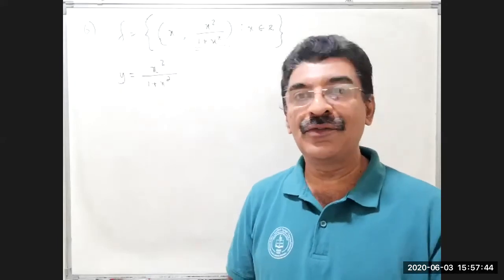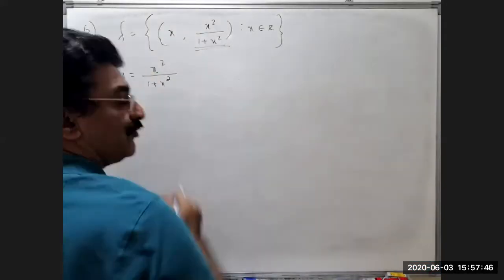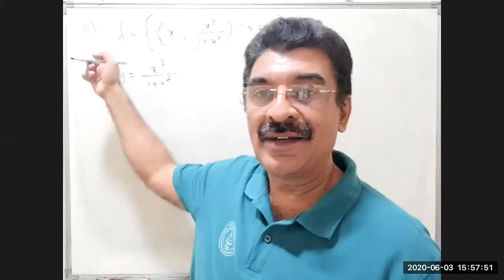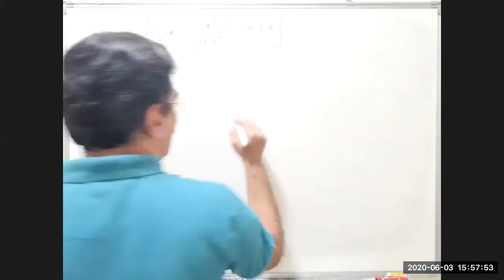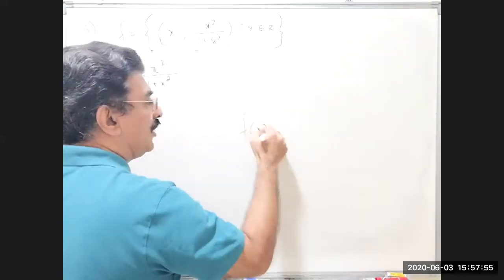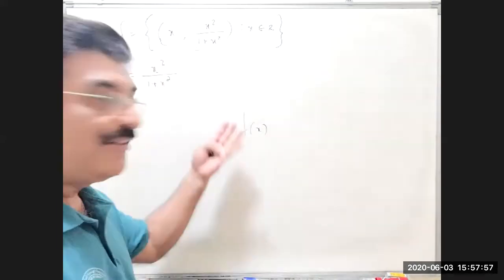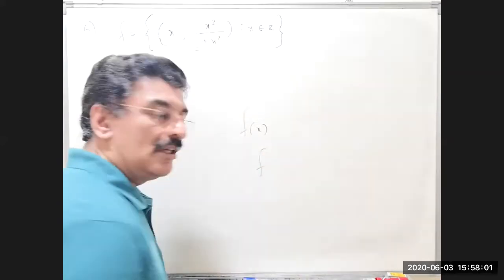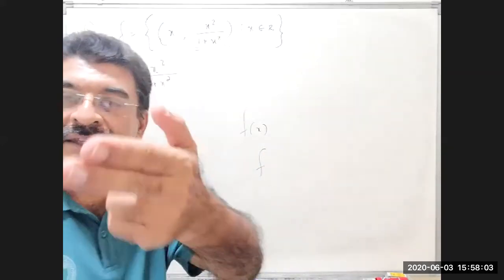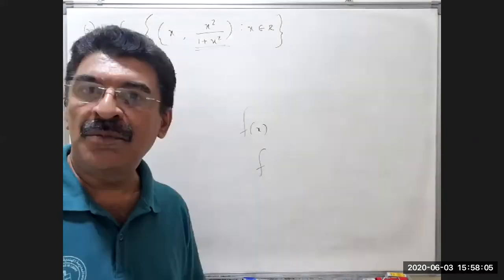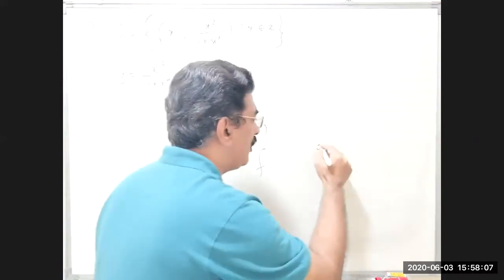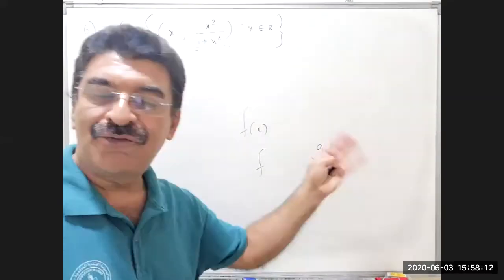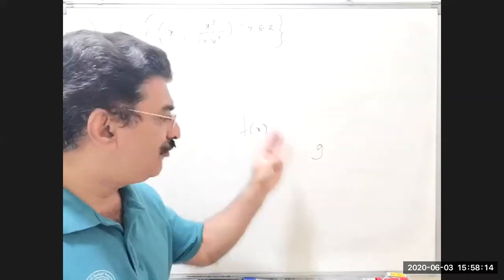What is f? F of x, what is f? F is the function. F denotes the function. One of you asked me, what is f? F of x means a function in x. So f is a function. I think we wrote it in properties. If f and g are functions, f plus g, f minus g, f into g, all are functions.